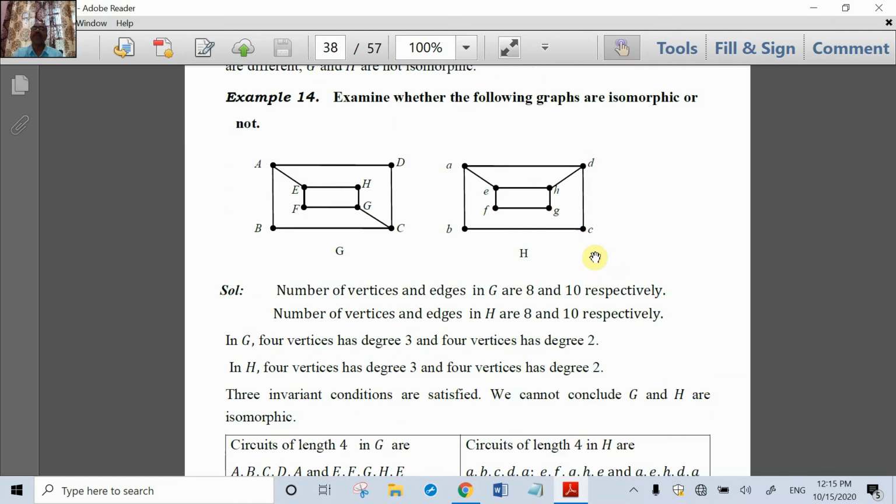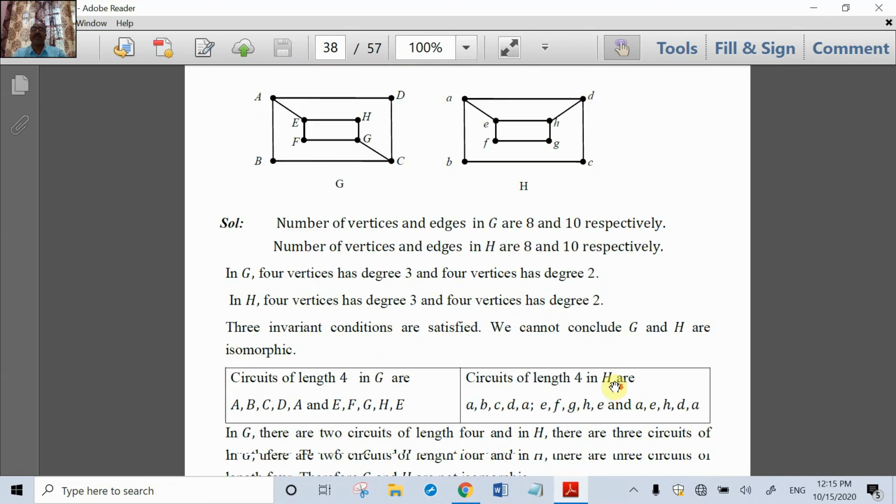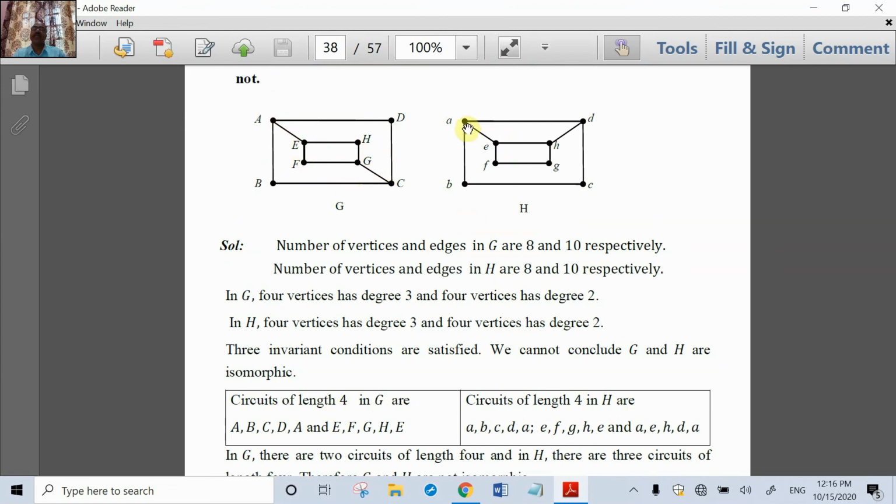Now examine whether the following graphs are isomorphic. For this problem, the number of vertices and the number of edges are the same, and the degrees are also the same: 4 vertices of degree 3 and 4 vertices of degree 2 in both. Now consider circuits of length 4. This is one circuit of length 4. Here also a circuit of length 4.